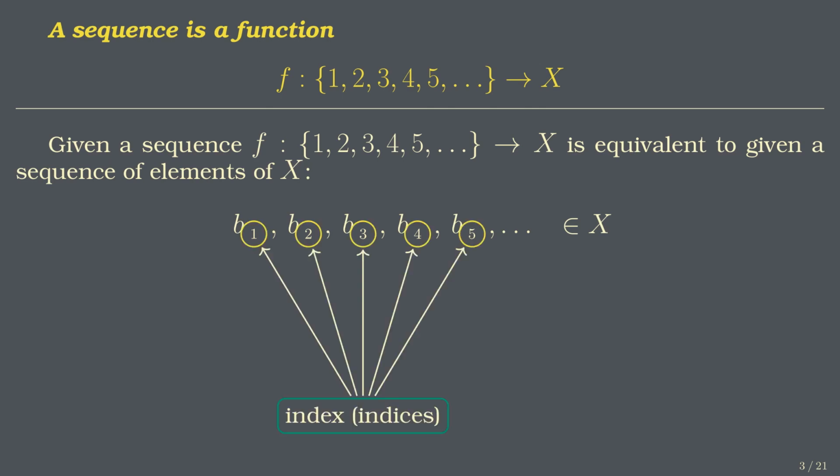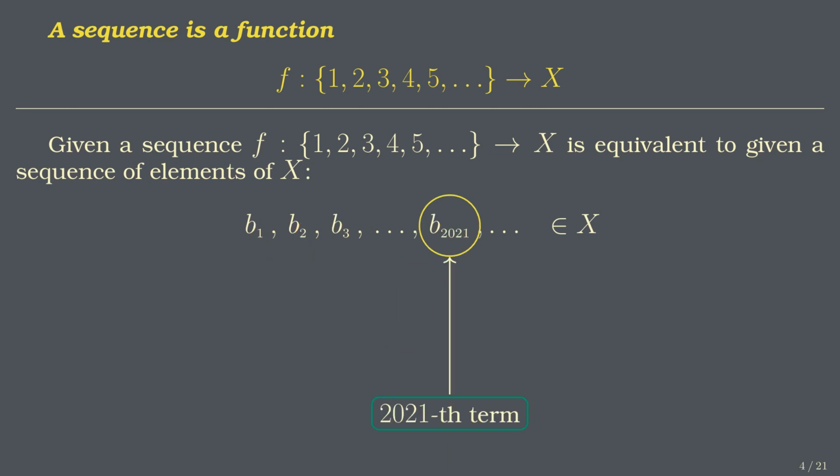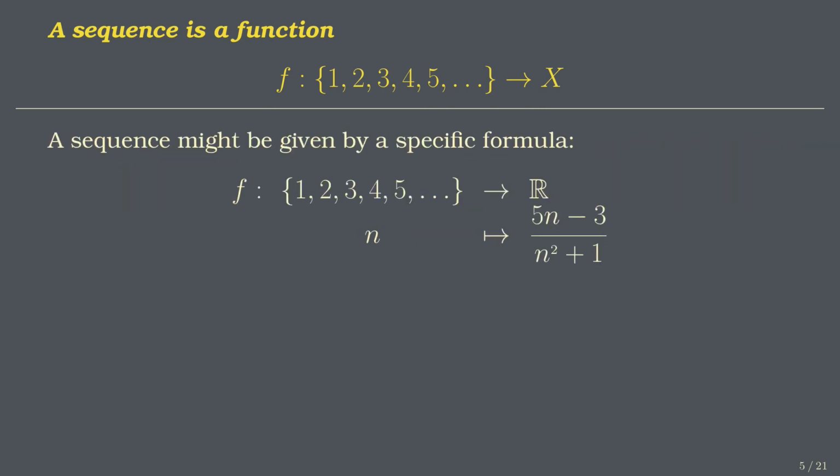And an index actually tells us the position of the term inside the sequence. So say for example you have b_2021. It means that it is the 2021st term of the sequence. And if you want to find out what it is, you have to compute f(2021) using the definition of the sequence that you are given. So a sequence might be given by a specific formula.